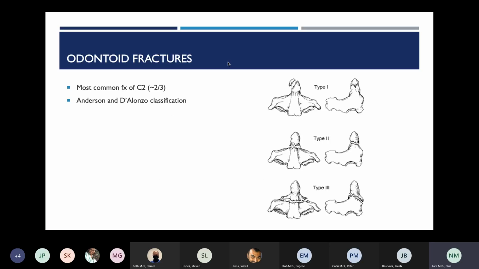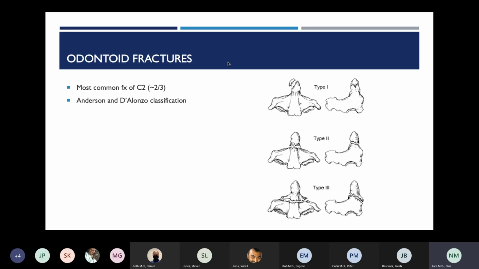We'll move on because we only have like 8 minutes. But okay, so odontoid fractures, I'll kind of breeze through this. Most common fracture of C2, approximately 2/3. Classification is the Anderson and D'Alonzo classification. We all know this. Type 1 is the tip. Type 2, fracture through the waist.